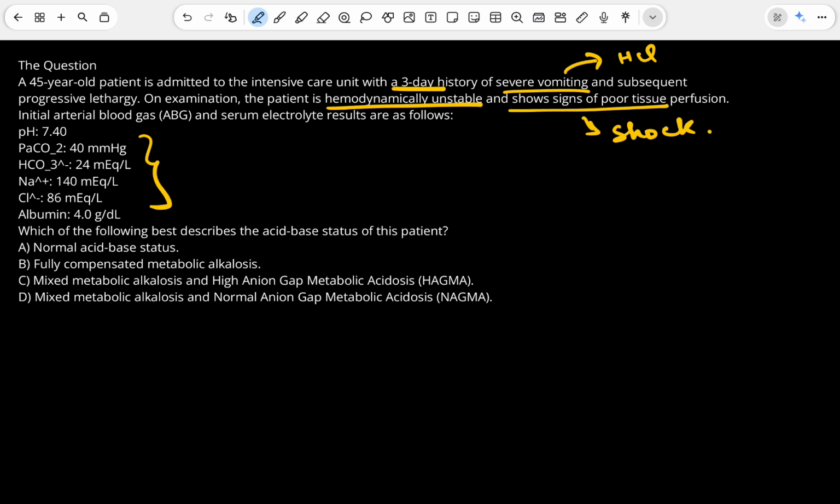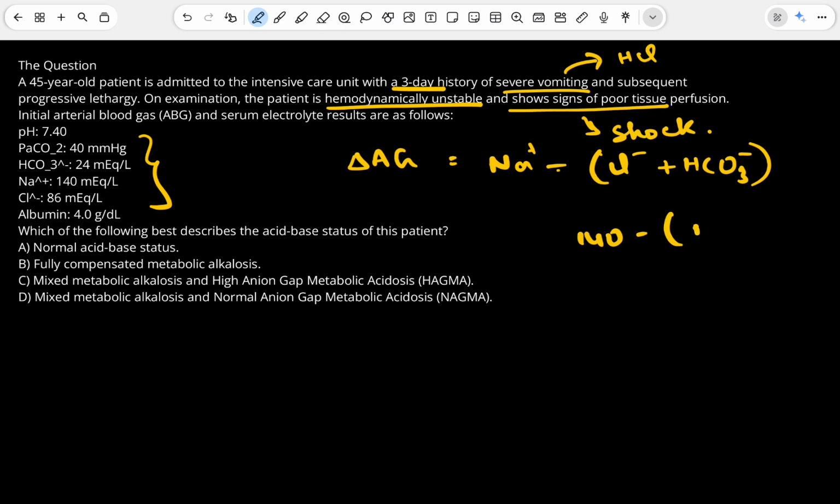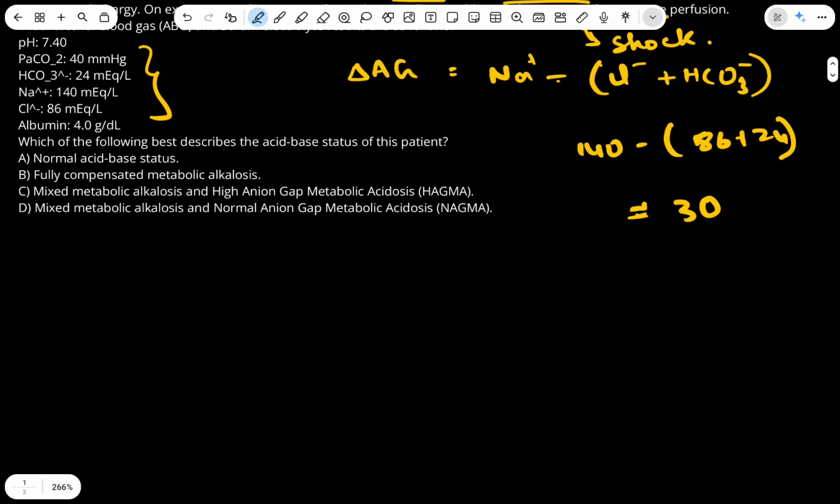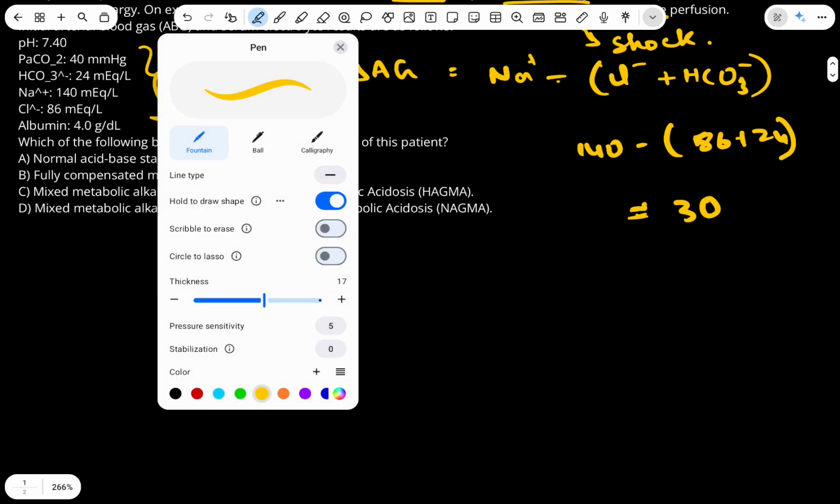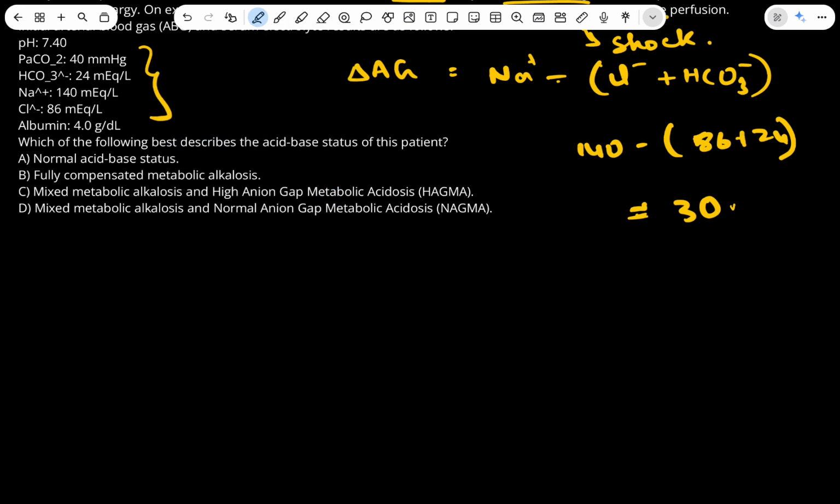All these values look normal until you calculate the anion gap, which is nothing but sodium minus chloride plus bicarbonate. So if you calculate this, you will get around 140 minus 86 plus 24, which is equal to somewhere around 30 milliequivalents per liter.